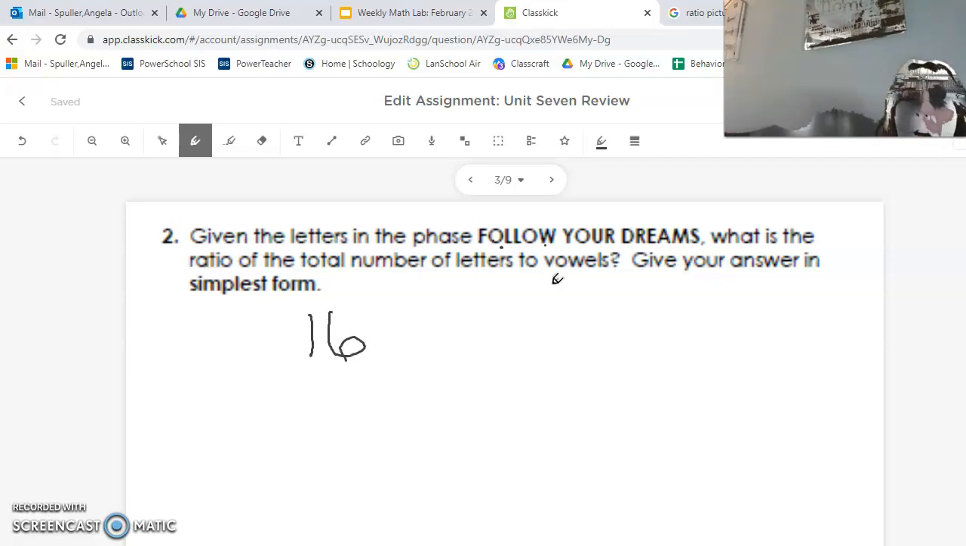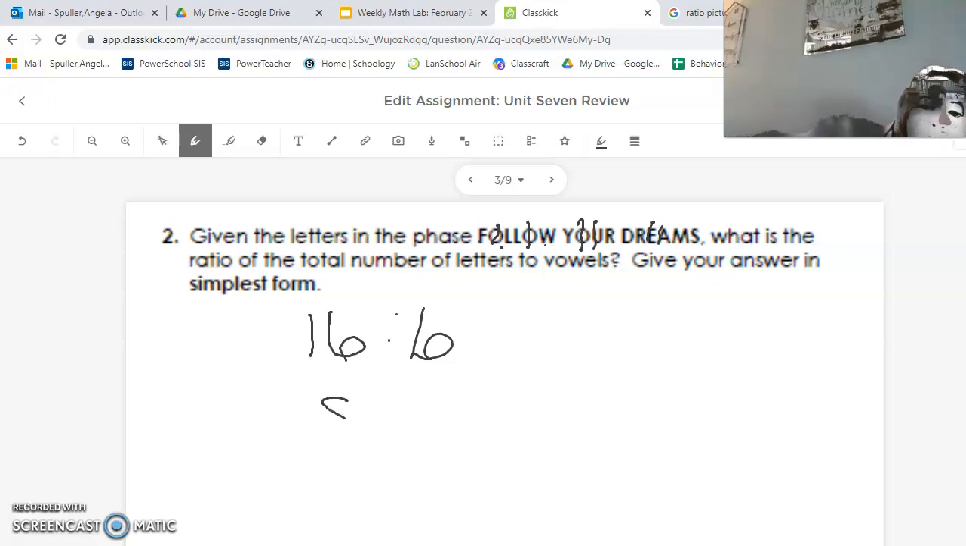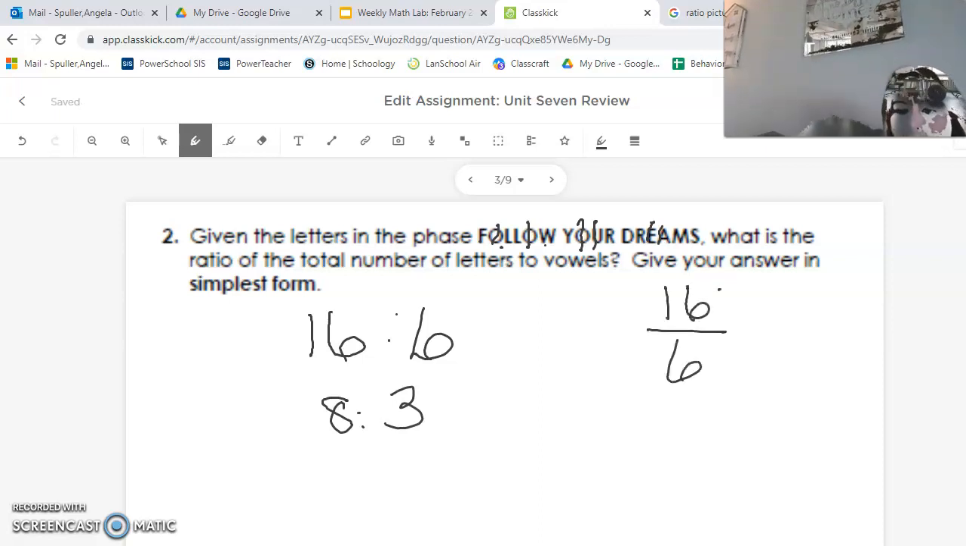Okay. Then they want to know how many vowels. Well, here's a vowel. There's one. So there's 2, 3, 4, 5, and 6. So 16 to 6. It says give it in simplest form. So we're going to divide this by 2, which would get me 8 thirds. All I did was the same thing as we do when we've got a fraction and we have to simplify a fraction. We divided both numbers by 2 to get 8 thirds.